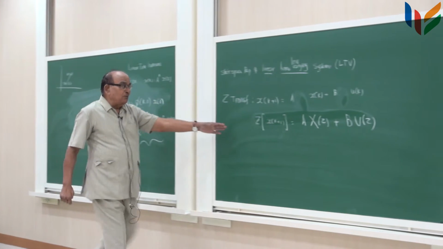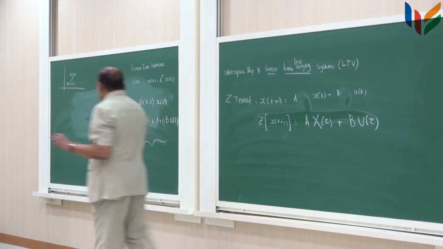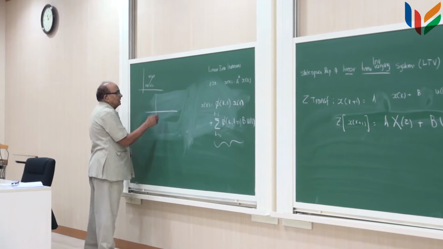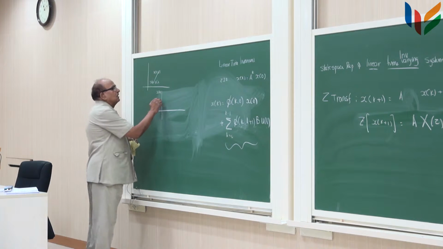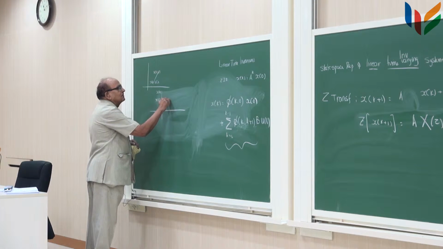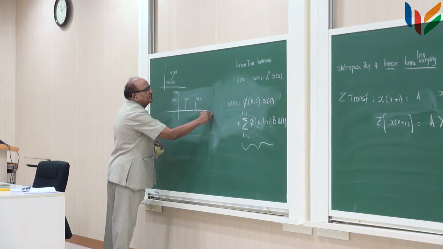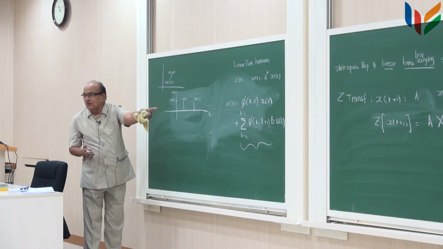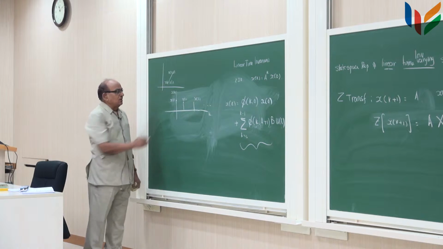Now, what is the Z transform of x(k+1)? This is a bit tricky, I think you should spend some time to understand that. If this is x(k), say this is x0, this is x1, x2 and so on. This is k. Let us assume this is a causal signal because we are already dealing with causal systems. So, this is 0 for less than this and starts from here.